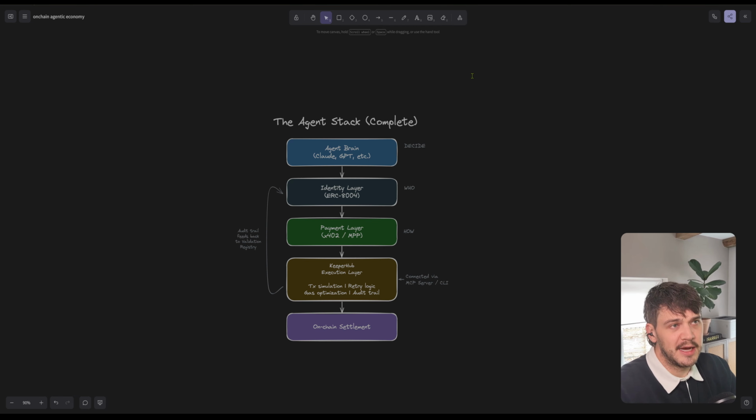What you'll see now is that KeeperHub will actually do a simulation before execution. Every transaction will be simulated against current chain state before it's submitted. So if the simulation fails, the transaction never hits mempool. The agent gets told why and can decide what to do next. This could have solved a lot of different disasters that have been happening over the past few months.